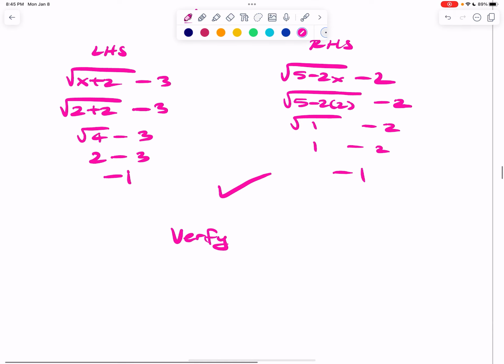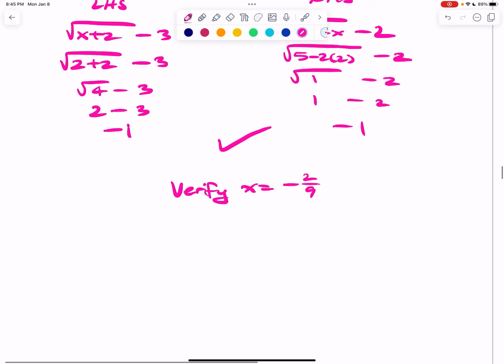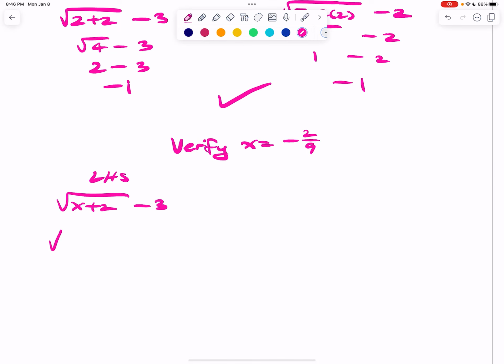I can spell. Nailed it. x equals negative 2 over 9. Left side, root of x plus 2 minus 3, which means that the left side is the root of negative 2 over 9 plus 2. I know I'm going to have to add these, so I might as well take it in this step to say 2 is the same thing as 18 over 9.